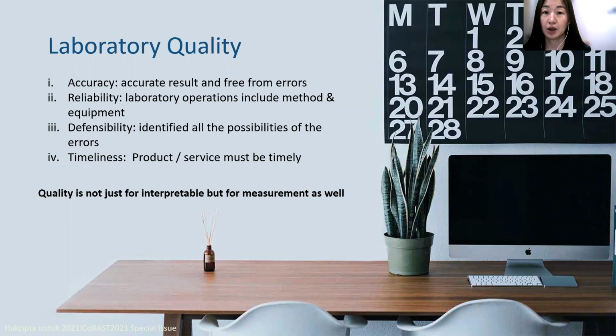Laboratory quality is based on accuracy. What is the accurate result and free from errors? Reliability. Laboratory operation includes the methods and the equipment which is reliable. Defensibility. Identify all the possibility of the errors because we know that none of the results are free from errors. Lastly, timeliness. The product or service we provide must be timely. Quality is not just for interpretable, but for measurements as well.